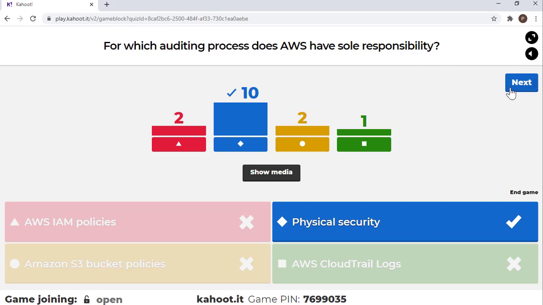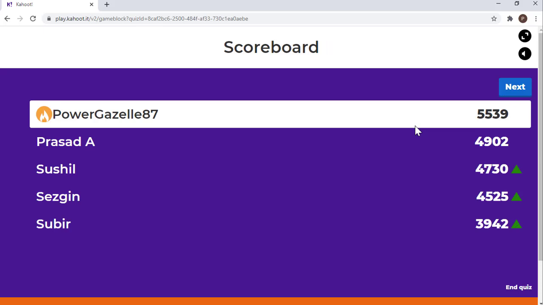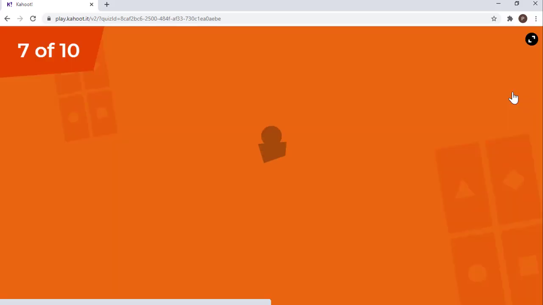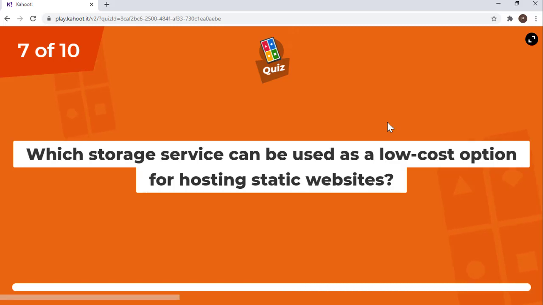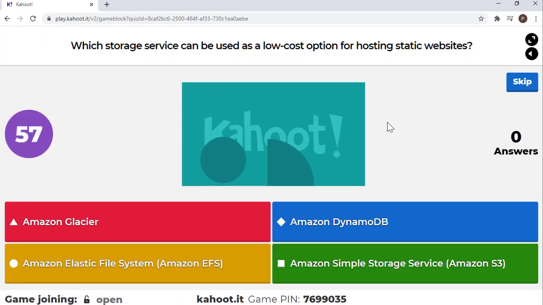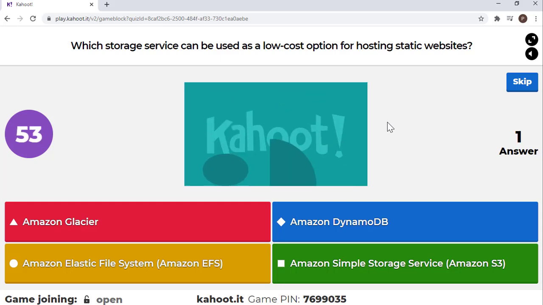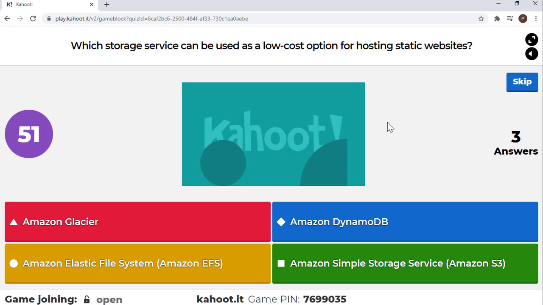Moving on to the next. Good. There are more changes on the scoreboard. Cool. Next question. Which storage service can be used as a low-cost option for hosting static websites? The options are Amazon Glacier, Amazon DynamoDB, Amazon Elastic File System, and Amazon Simple Storage Service.